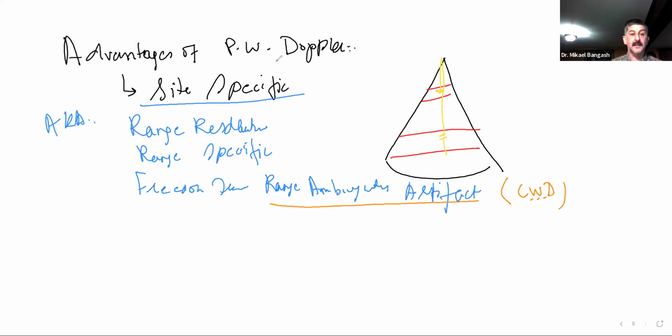Did that make sense? This site specific is also what we will call range resolution. It can also be referred to as range specific. And it can also be referred to as being freedom from range ambiguity artifact. Did you guys get that? But not necessarily beneficial from a shallow or deeper blood vessel.